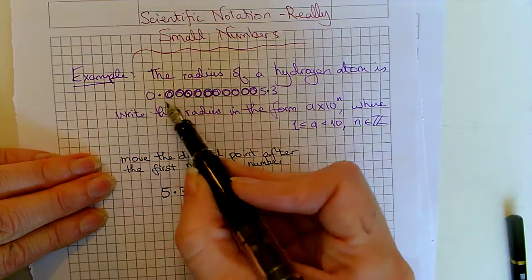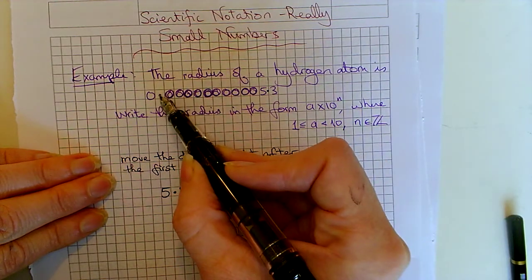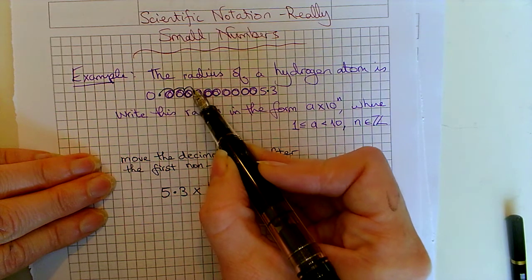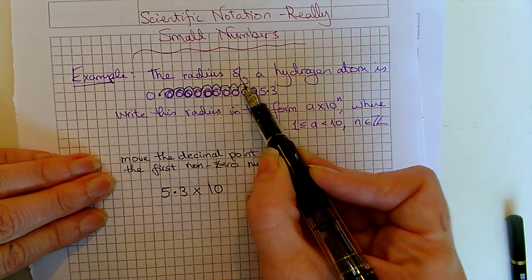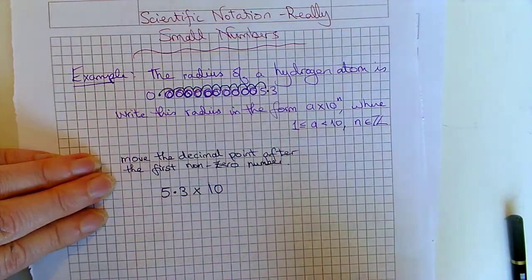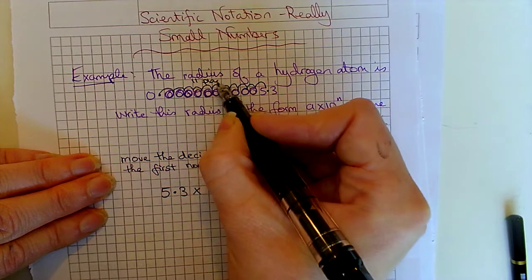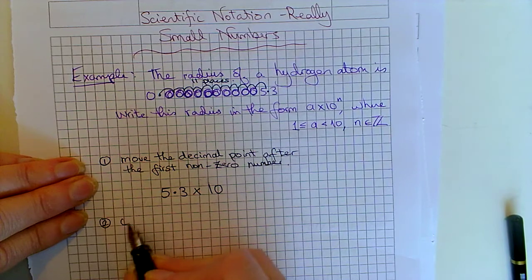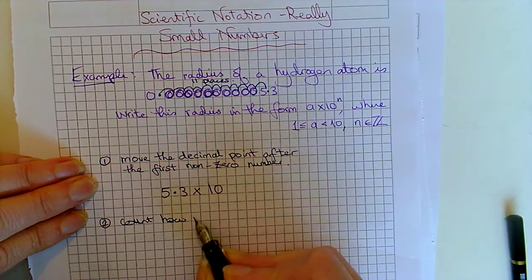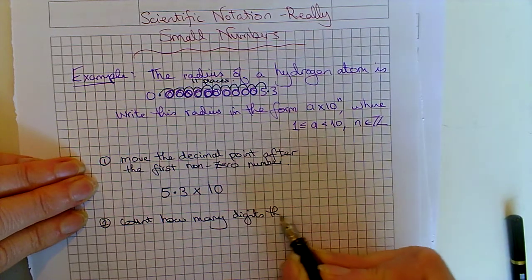So next we have to count how many places did this move? It moved 1, 2, 3, 4, 5, 6, 7, 8, 9, 10, 11. I moved it 11 places. So we count how many digits the decimal point moved.